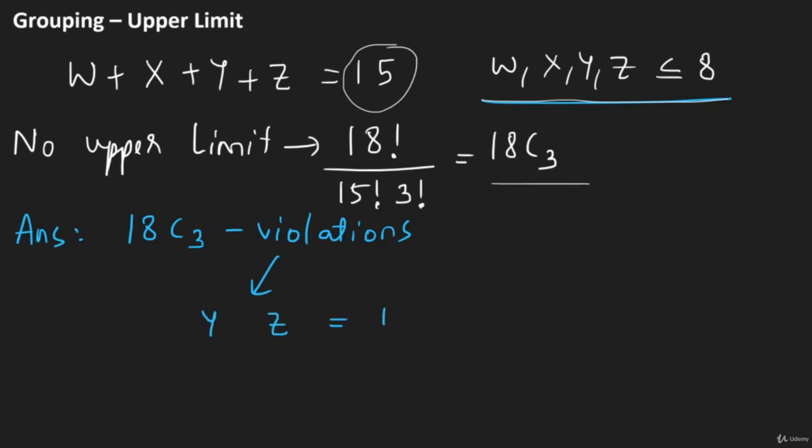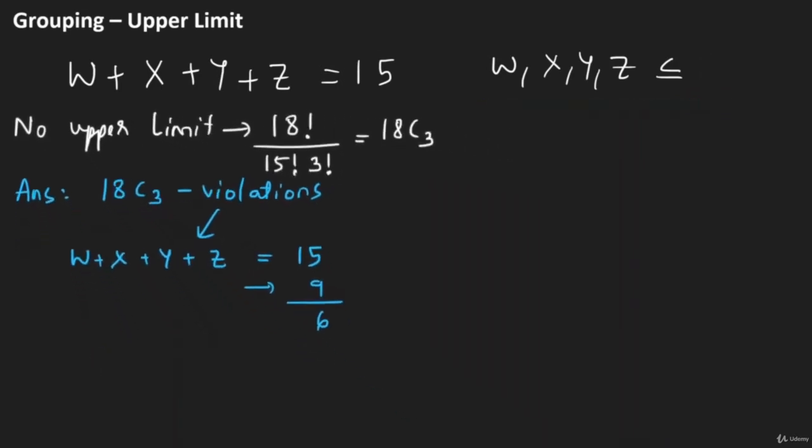It's given that W plus X plus Y plus Z is equal to 15. Now if I give W 9, that's a violation, right? Because the maximum value permitted here is 8. After distributing 9 to W, I am left with 6. Let me keep that aside.